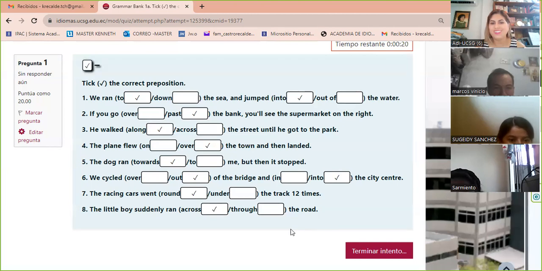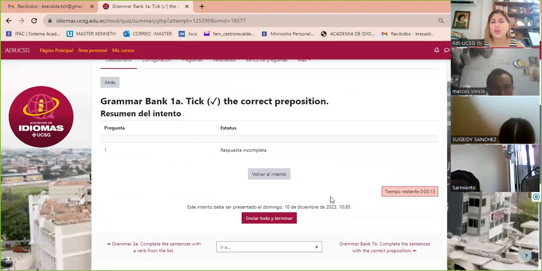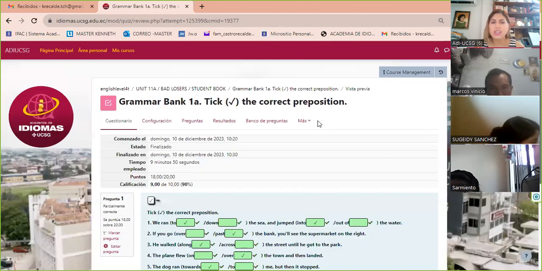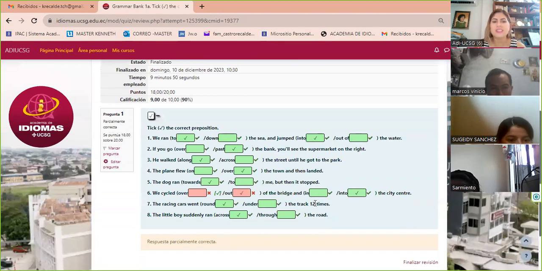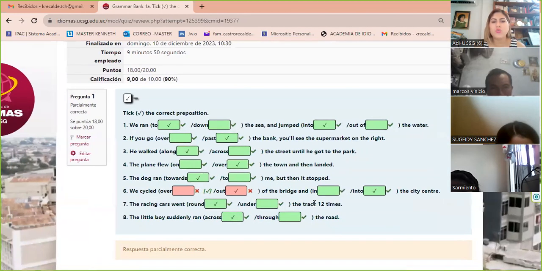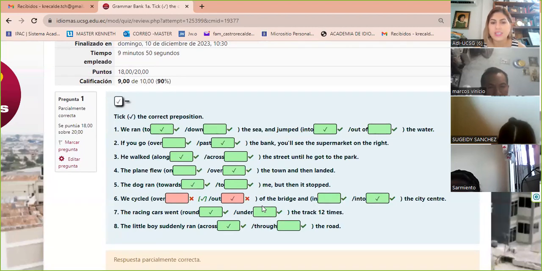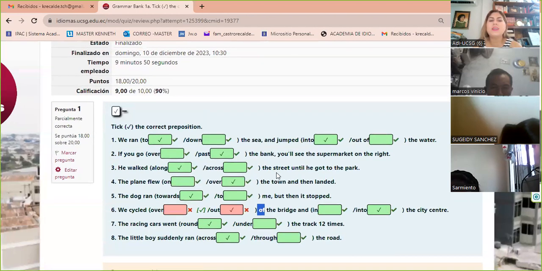Is over. We cycled over off the bridge. Okay, let's check, because we only have 12 seconds. 11, 10, 9, 8. Okay, the first one. We cycled over the bridge. What happens is that here there is an error and it says, it's out of. It's over the bridge. Please make the correction. Thank you.